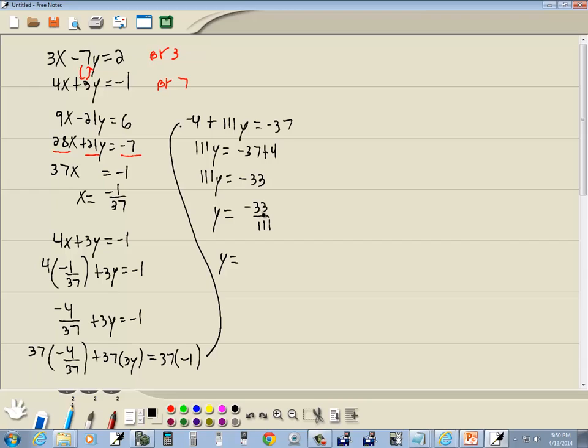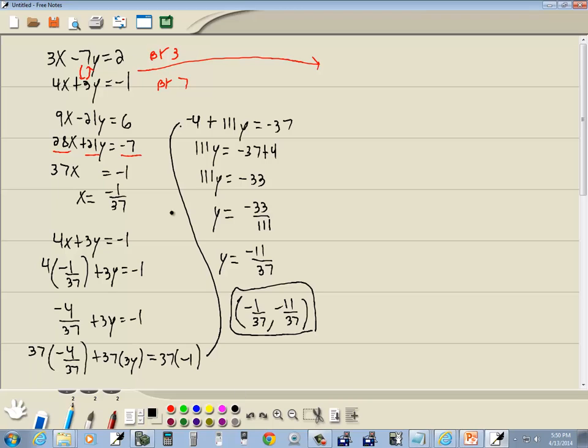And both of those are divisible by 3, so that gives me negative 11 over something. 3 goes in that 3 times 37. So our answer would be negative 1 over 37 and negative 11 over 37. Assuming I didn't make a basic math error somewhere. Well, let's do it with technology and see how it compares.